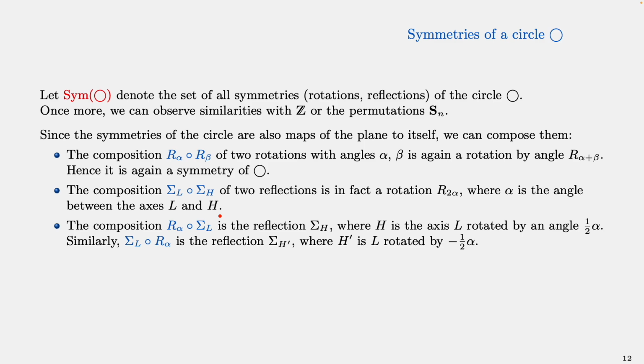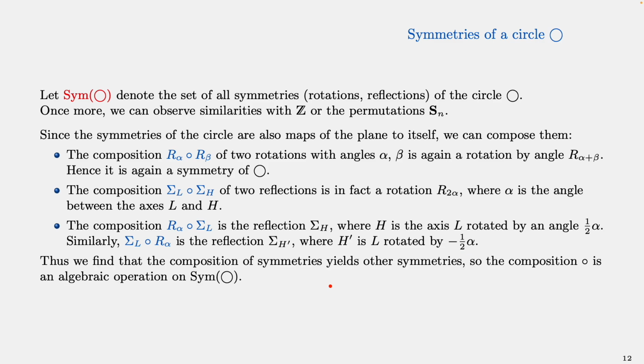And again, what might not be so obvious, if you compose a rotation and a reflection, say r alpha and sigma L, then you get again a reflection, sigma H, and here the axis for the reflection is our original axis L, rotated by the angle 1/2 times alpha, where alpha is the angle here. And if you compose them the other way around, sigma L composed with r alpha, then you get again a reflection, sigma H prime, and here the axis H prime is the original axis L rotated in the opposite direction, so by minus 1/2 times alpha.